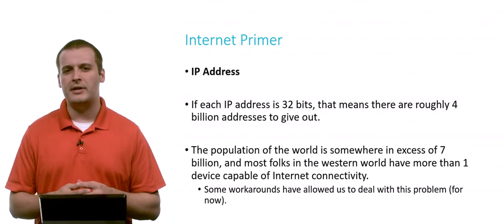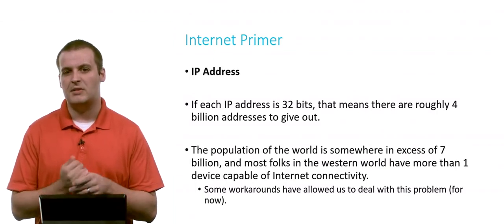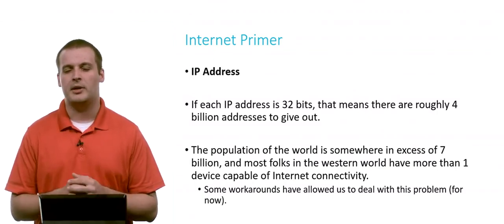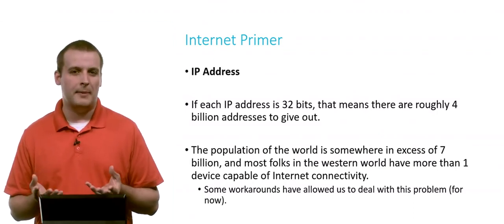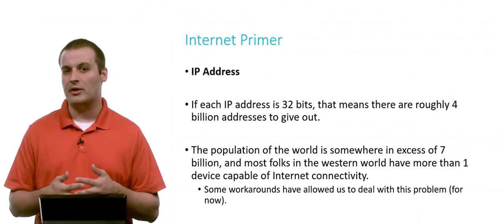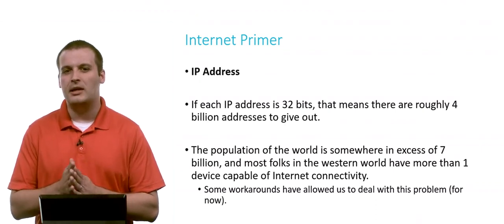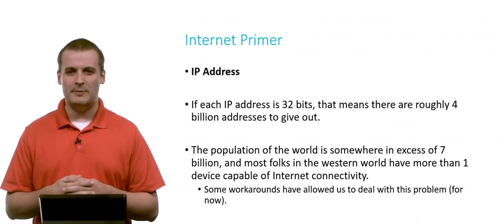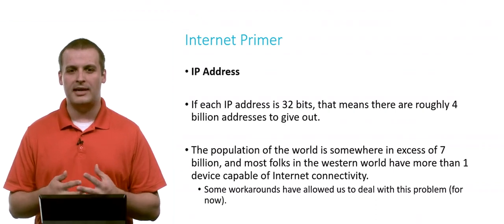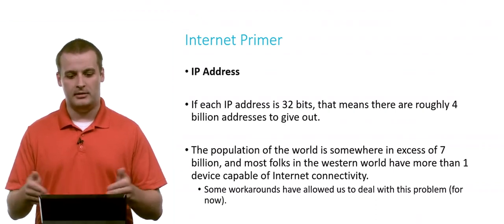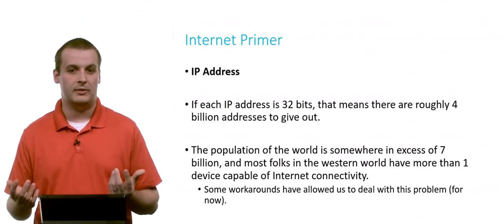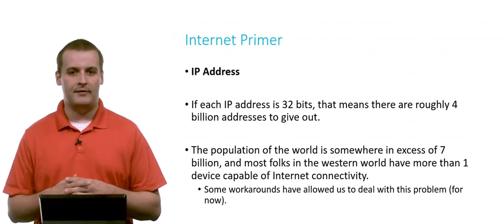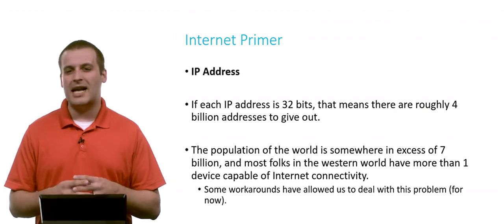So as I said, if every IP address is 32 bits, we have about 4 billion to give out, a little more than 4 billion. But we can kind of see a problem, right? What's the world population right now? Well, it's somewhere north of 7 billion people. And in the Western world, at least, most people have more than one device capable of internet connectivity. I have one right here, and I have another one in my pocket, and I have one back in my office. And so that's 3. And that doesn't even count the ones that I have at home, too. And so that's kind of a problem, right?